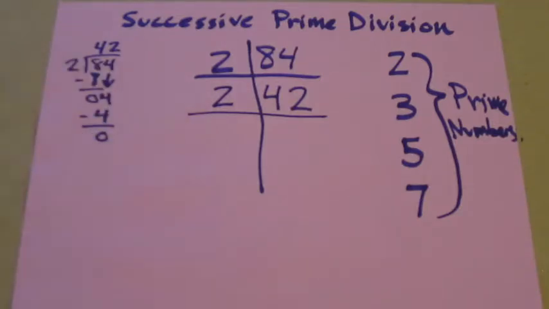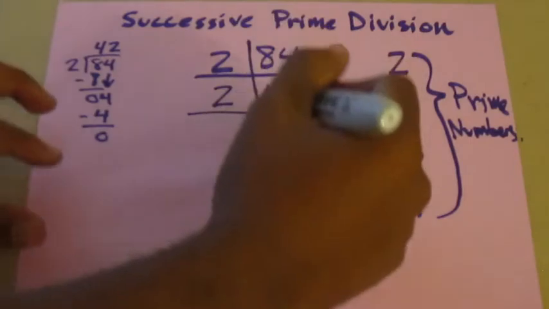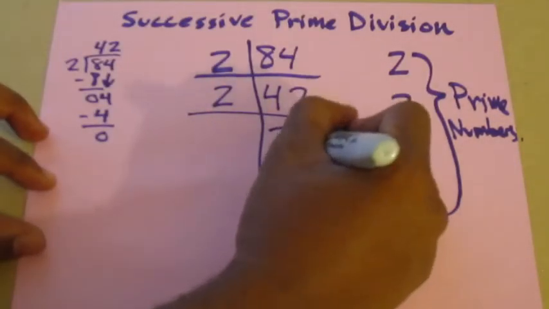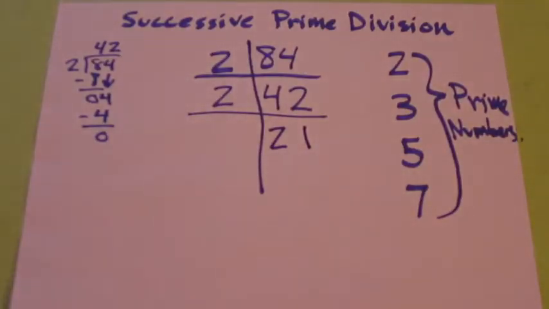So, 42 divided by 2 now. I'm going to do this one mentally. So 2 goes into 4 twice, and it goes into 2 once. So, there you have it, 21.